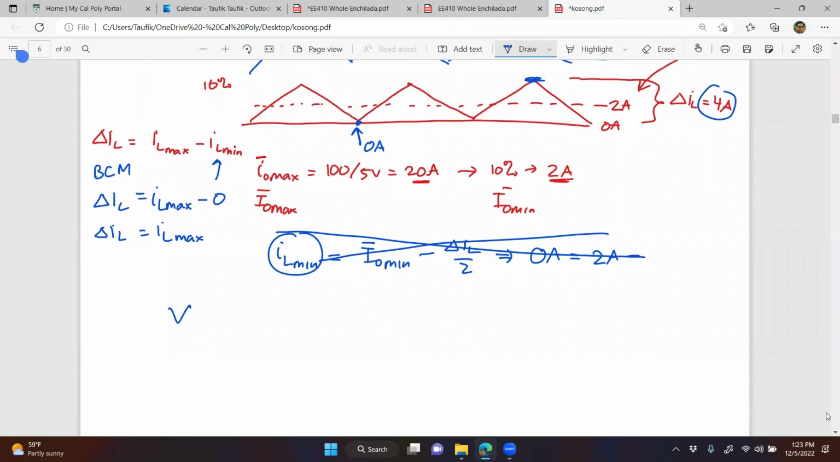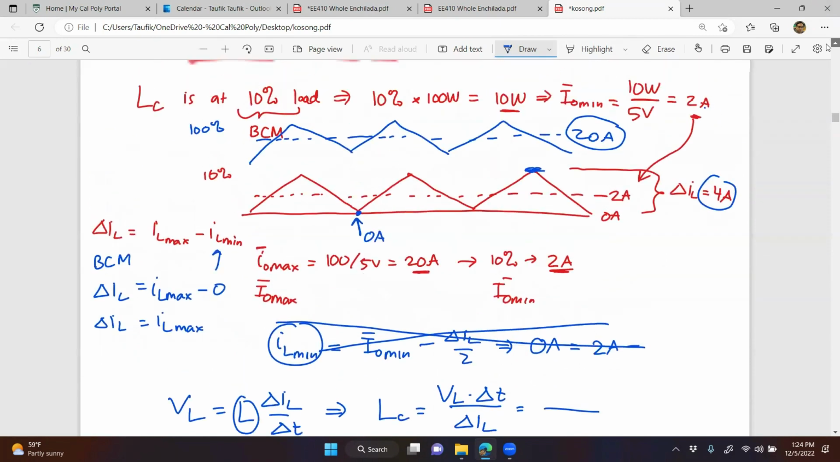I know that VL is equal to L delta IL over delta T, right? So there's the L I'm looking for. L, which is equal to LC now, is equal to VL times delta T over delta IL, right? And I can use voltage when it's on. What is the voltage again when it's on? I forgot.